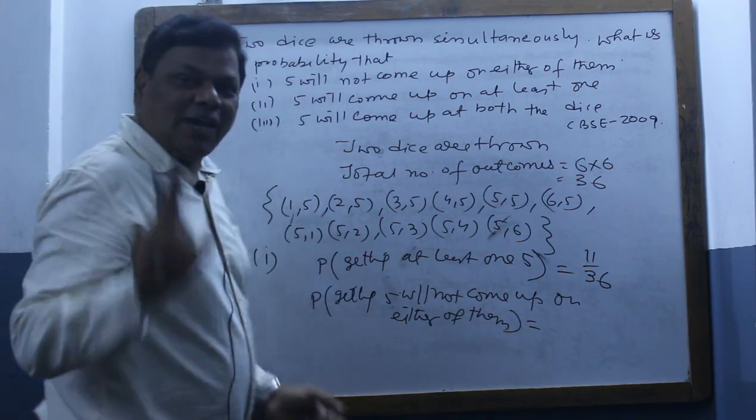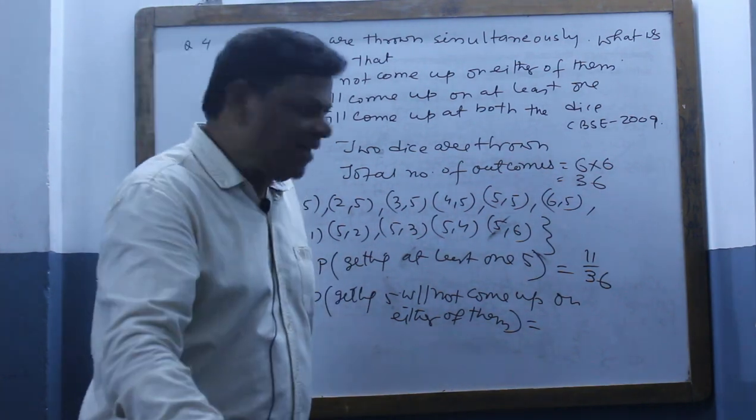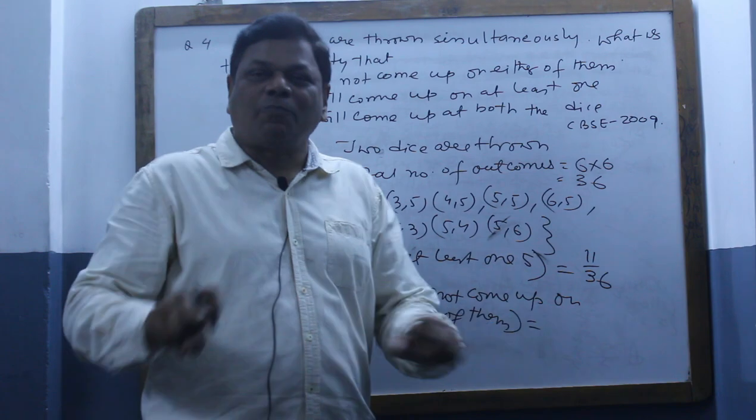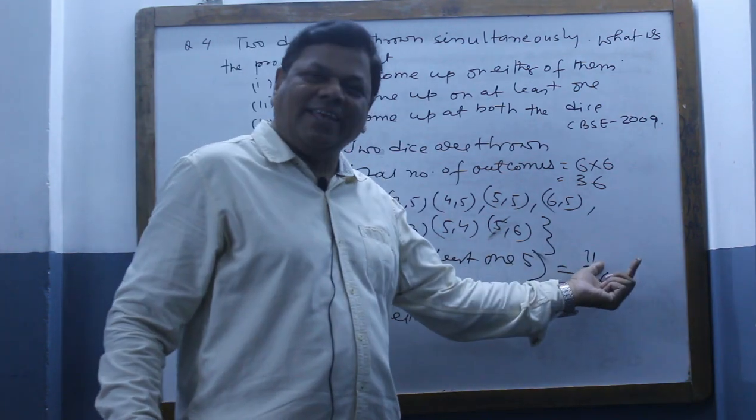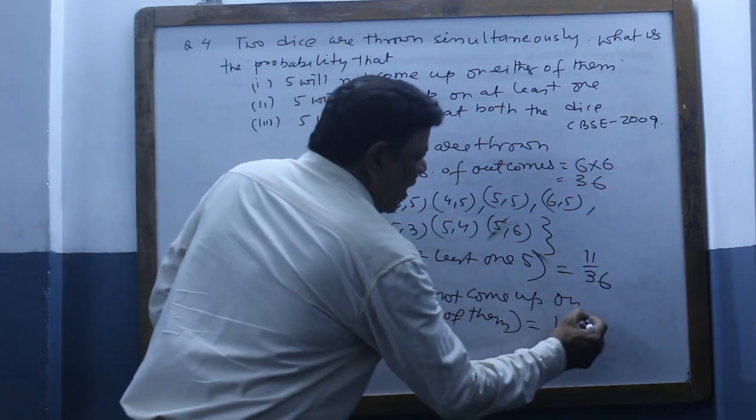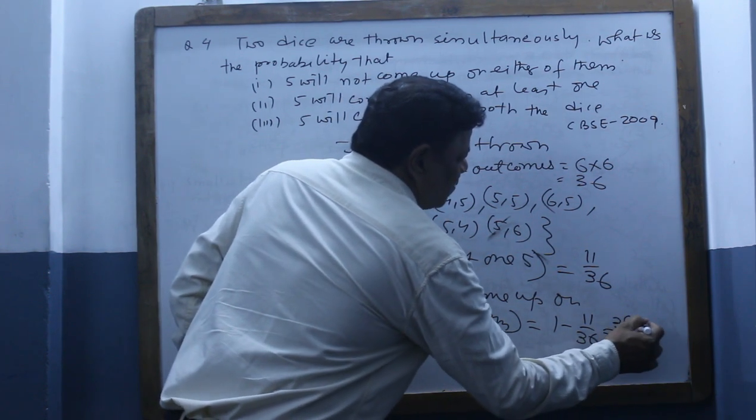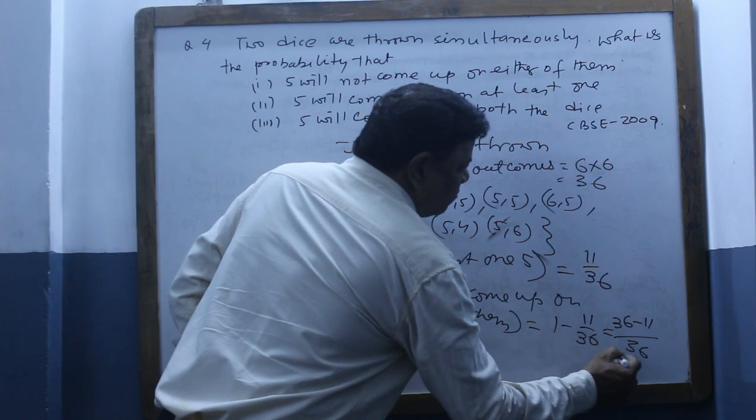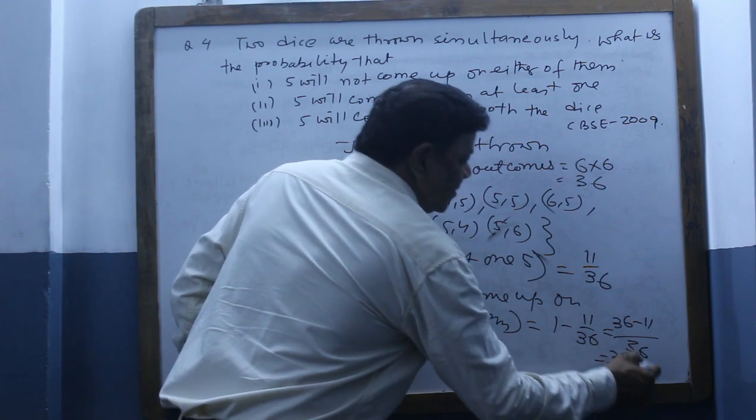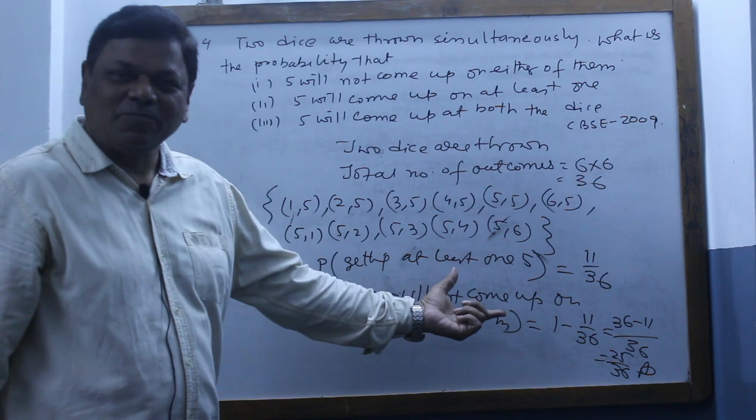What is total probability? It is 1. 5 is coming; that is 11 by 36. So from the total probability I have to subtract this. So 1 minus 11 by 36. What is coming? 36 minus 11 is 25 by 36. This is your answer of number 1.